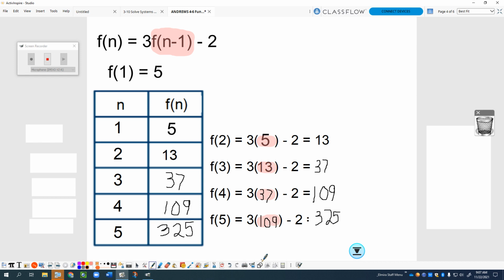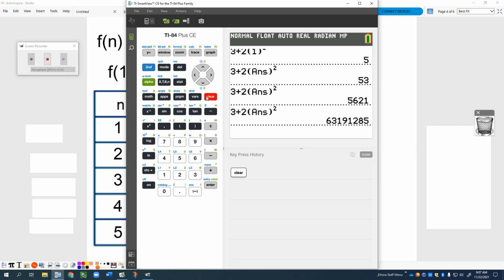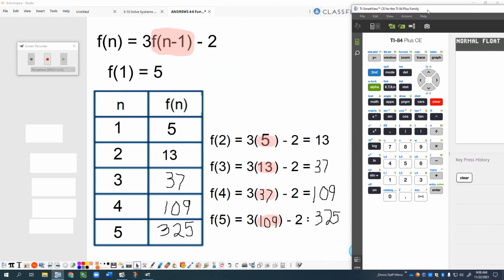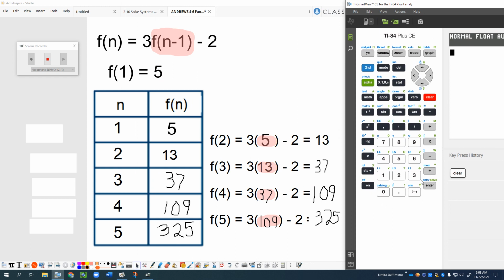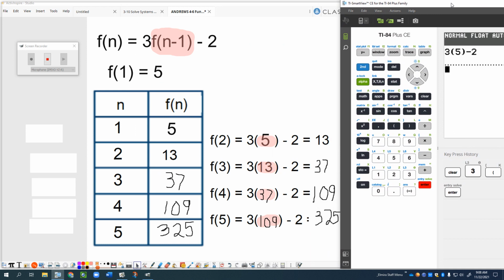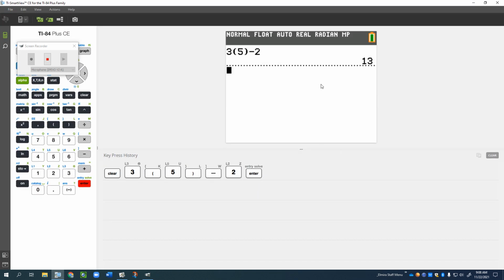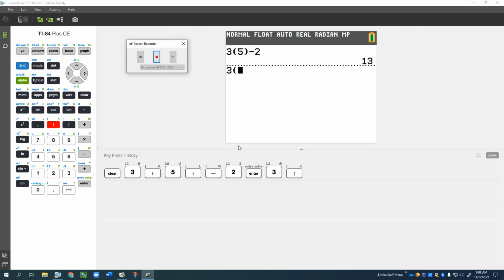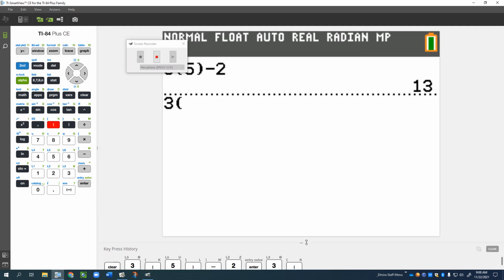Okay, there's a calculator hack that you can use to do this as well. So if I turn on my calculator, I'm going to do 3 parentheses 5 minus 2 and get an answer. Okay, there's my 13. Now I'm going to do 3 parentheses, make this a little bit bigger.